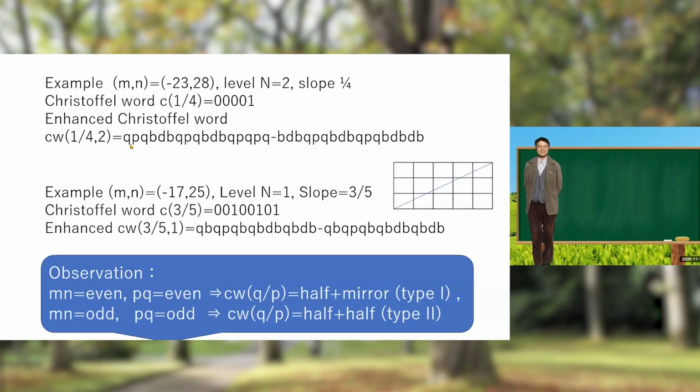Rather, the halves are mirror images associated with each other. But in the odd case, we observe that the first half and second half are just a repetition of the same sequence. So in the even case, a half and its mirror appear, and in the odd case, the half is repeated twice.